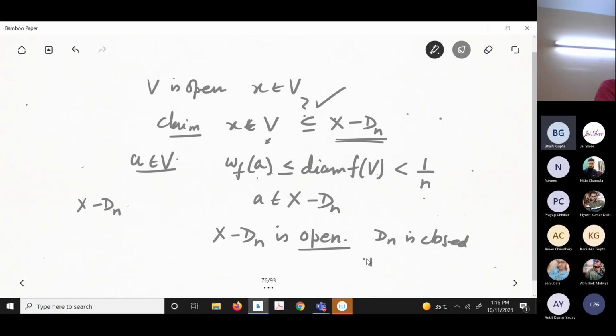So that D is an F sigma set. So if you take C, the set of x belonging to X such that f is continuous at x, then C is a G delta set.